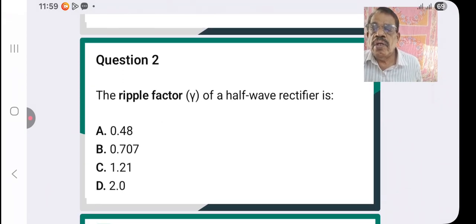Question number 2. The ripple factor gamma, or we write small r, of a half-wave rectifier is: A 0.48, B 0.707, C 1.21, D 2.0.